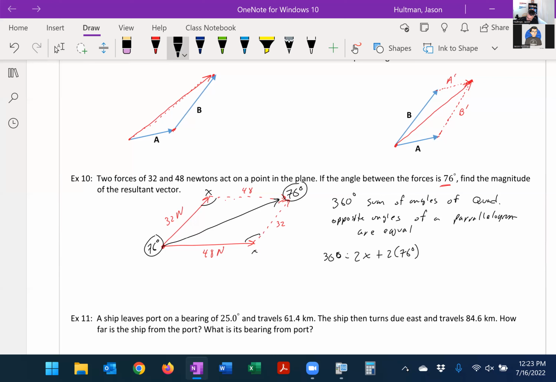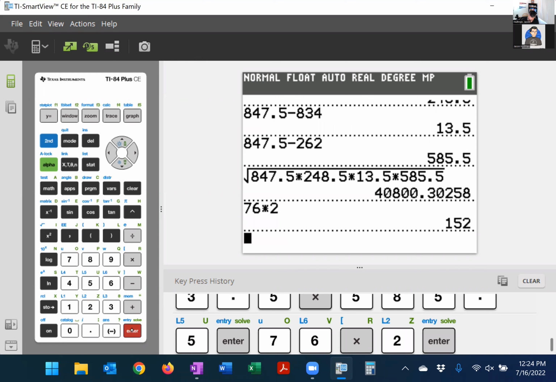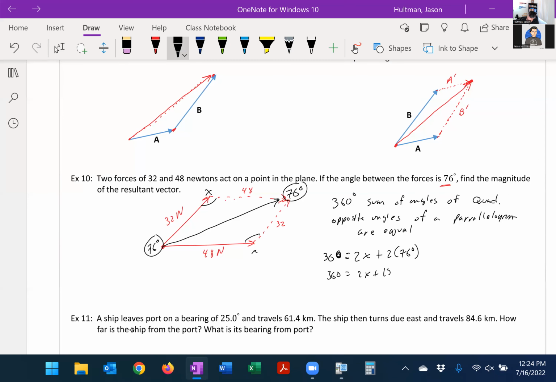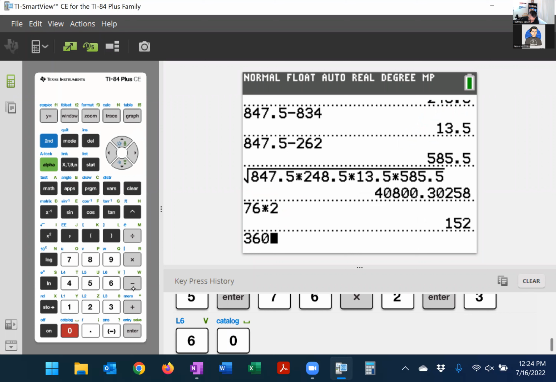Okay, so let's solve for that. That's going to be 360 is equal to 2x plus 2 times 76, what is that? 152, I want to say. 76 times 2 is 152. So subtract 152 from 360. Let me clear this off.